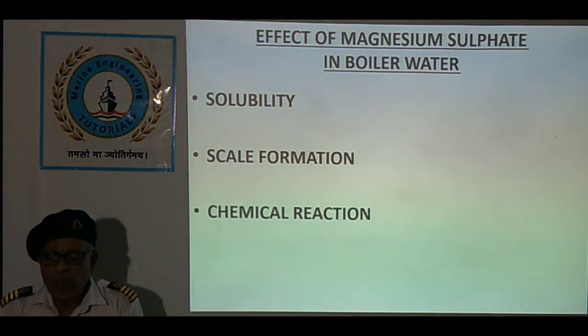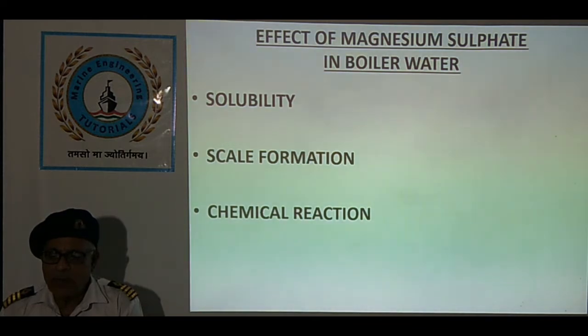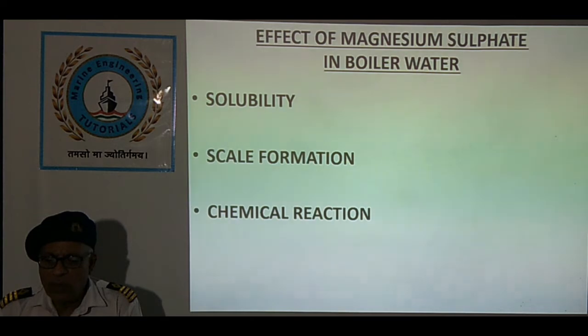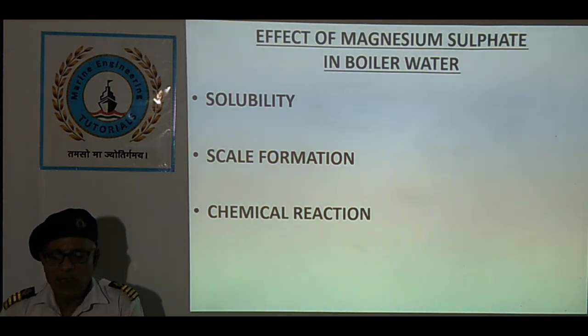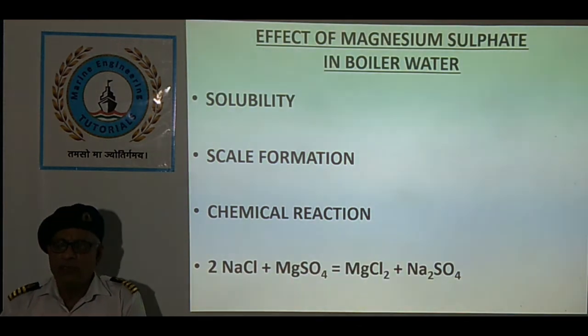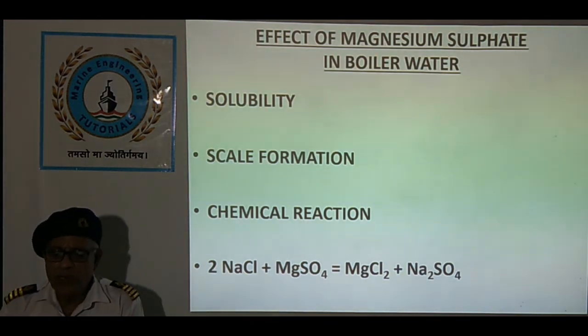It has the chemical reaction which we have seen earlier. Magnesium sulphate may combine with sodium chloride, thus forming magnesium chloride and sodium sulphate as seen in the reaction earlier. Now this sodium sulphate formed in the reaction is harmless and remains suspended in water, whereas magnesium chloride formed starts the corrosive cycle and must be eliminated by suitable treatment.